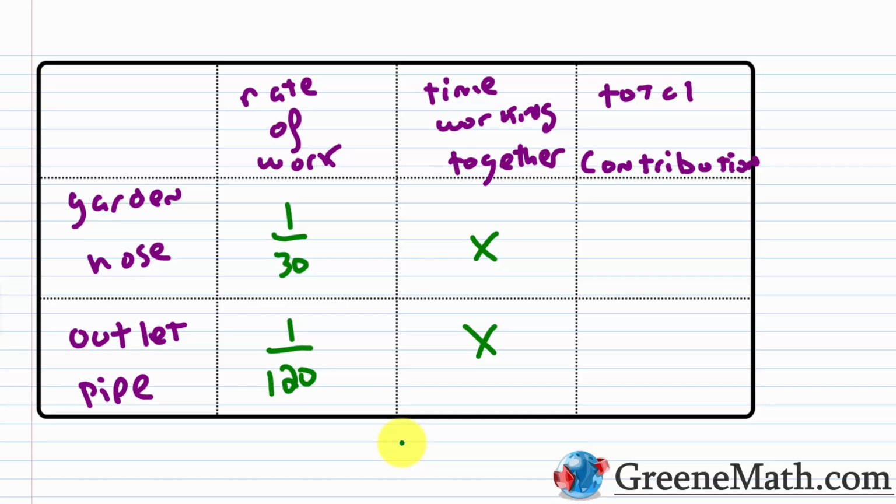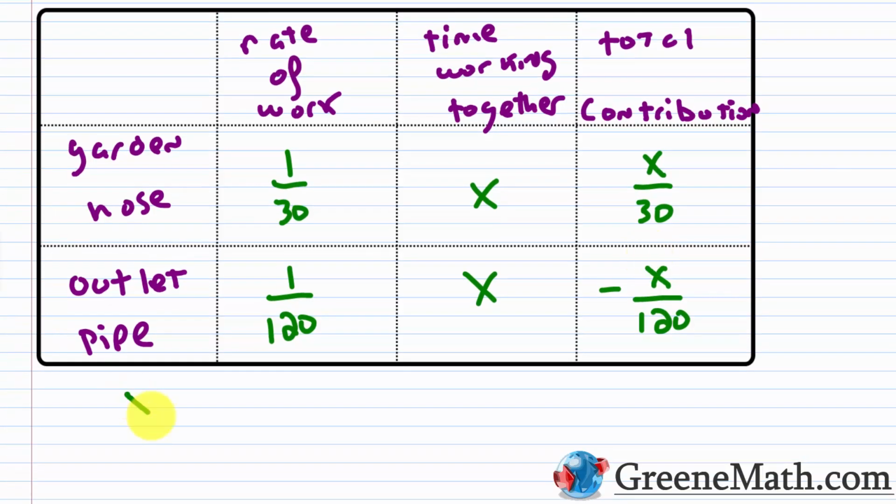Now, the contribution works a little bit differently here because they're competing forces, right? You can kind of think about the garden hose as filling it. So I'm going to put a positive 1 over 30 times x, or you can just put x over 30. Really, you can think about the outlet pipe as fighting against this, right? You can think about what it's doing as subtracting away. So you can put this as a minus x times 1 over 120, which would be x over 120. So if you sum these two amounts together, you should set it equal to 1 and solve that equation.